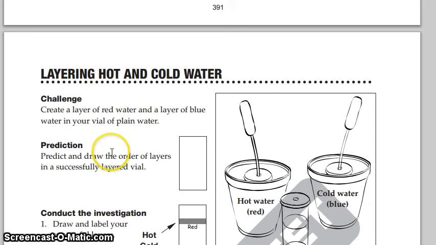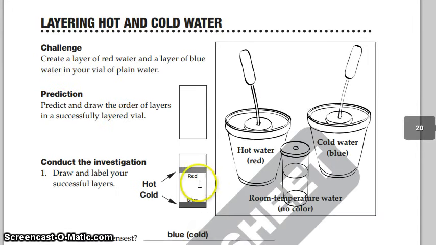For the lab that we did today in class, our challenge was to create a layer of red water and a layer of blue water in a vial of plain or clear water. And we have our diagram here. We have our hot red water and our cool blue water and the room temperature water. And the goal is to get them to layer.